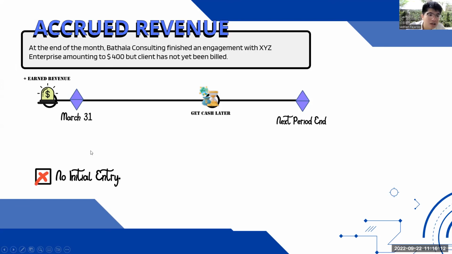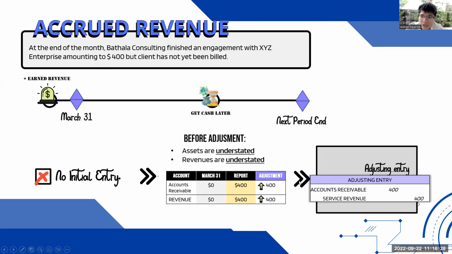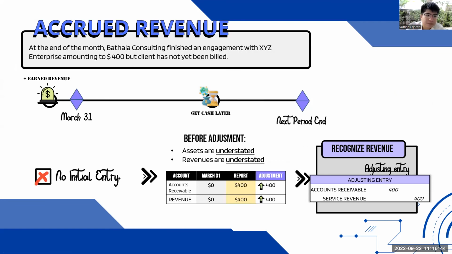So at the start, in our unadjusted trial balance, wala pang initial entry, right? And therefore, again, our assets are understated and the revenues are understated because for this particular transaction, yung accounts receivable mo 0, revenue mo 0. So basically, we just record our adjusting entry. Now we recognize the revenue, meaning accounts receivable debit 400, service revenue credit 400. Right? So we recognize the revenue. Yun lang. Basically, mas madali si accruals ata, right?